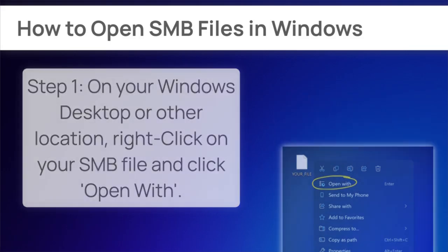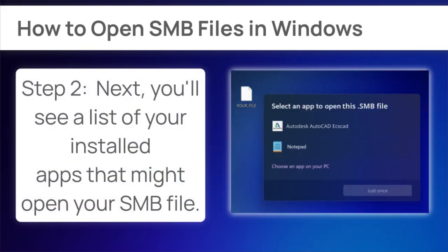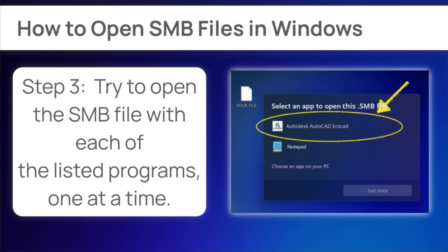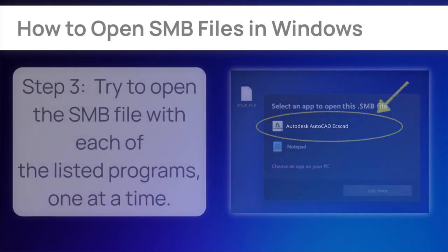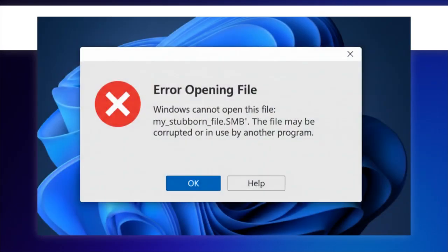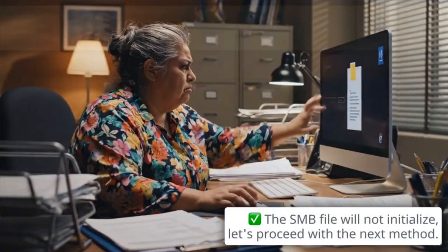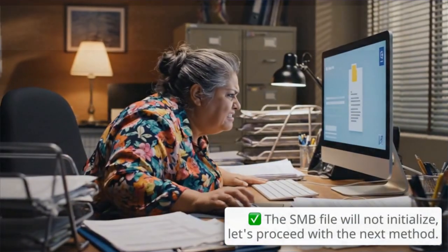Right-click the SMB file and select Open With. Test Autodesk AutoCAD XCAD first. If it fails, select another application. Compatibility is not always straightforward. Because the SMB format is often tied to niche applications, we must check the foundation. Let's go through our quick verification list now.